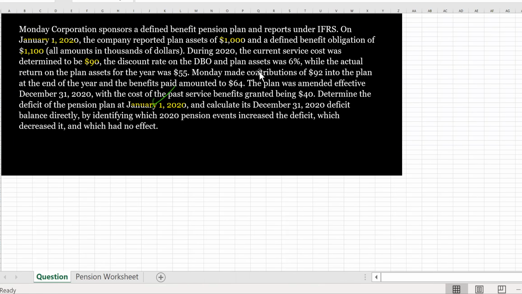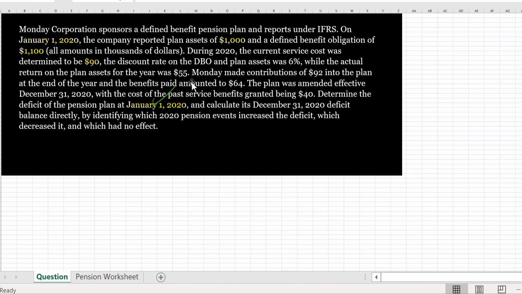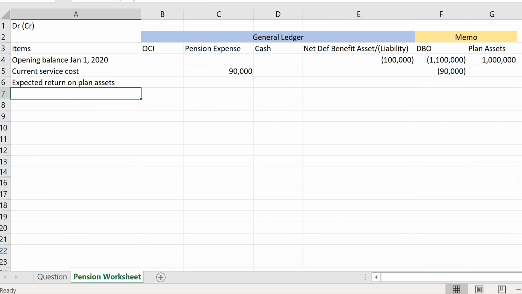The discount rate on the DBO and plan assets was 6%. So the expected return on plan assets and the interest cost on the DBO offset. And this is probably the more complicated part of accounting for defined benefit pension plan. So the first thing we're going to want to do is calculate the expected return on plan assets. We're told that the expected return is 6%. It does say in the question that the contributions were made into the plan at the end of the year. The reason that's important is if the contributions were made into the plan at the beginning of the year or throughout the year, we would need to consider that when we were calculating the expected return on plan assets, because we would have had more cash throughout the year on a weighted average basis.